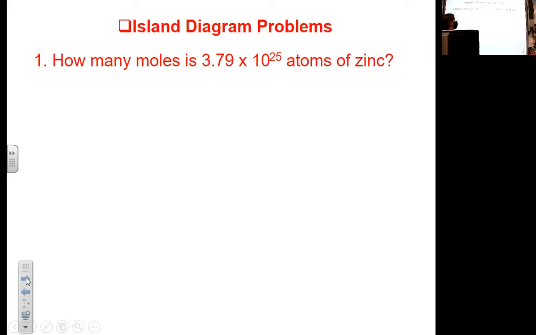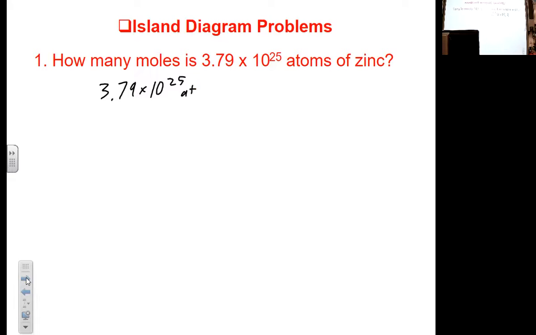So it says, how many moles are in 3.79 times 10 to the 25th atoms? So we're going to do the same thing we did the other day. We're going to write down exactly what we have. 3.79 times 10 to the 25th atoms. Okay? I remember what we drew.